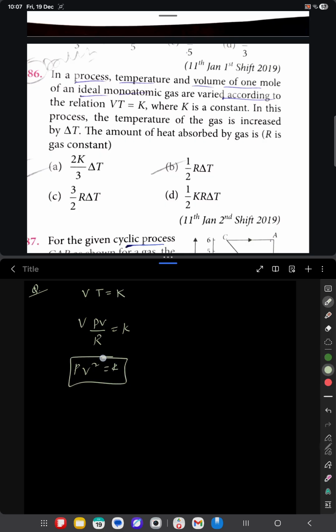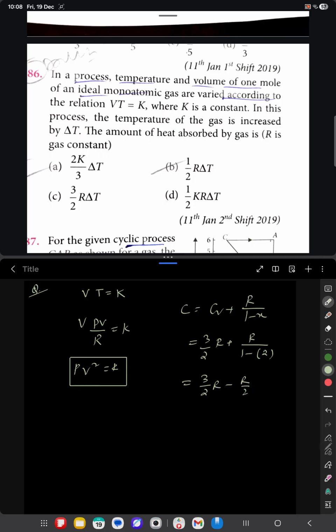Now, apply the formula of C. C equals CV plus R by 1 minus x. For monatomic, CV is 3 by 2R, and CP is 5 by 2R. So 3 by 2R plus R by 1 minus x, where x is 2, so 3 by 2R minus R by 2 minus R. That becomes R by 2. This is C. So Q is equal to C into delta T, so R by 2 into delta T.